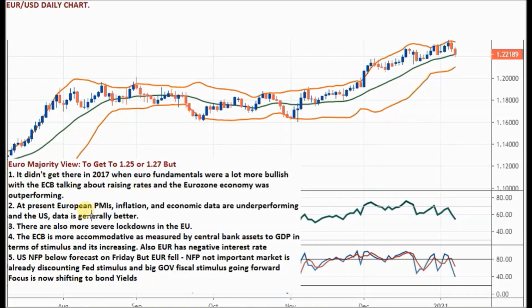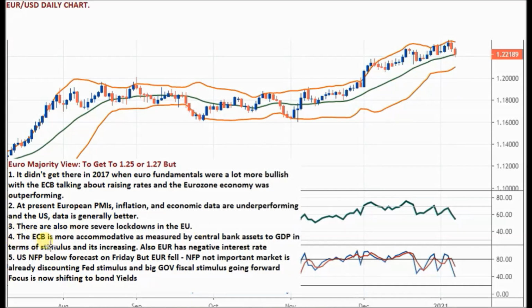At present, if we look at leading economic indicators in relation to the health of the economy, European PMIs have been poor, inflation data poor, and just general economic data poor. The US is doing better if you compare the data, and the market is actually looking for the eurozone economy to recover quicker than the US. That is not borne out by the data, so I take that as a negative for the euro. There are also more severe lockdowns in the EU than in the US. That will reflect on economic data going forward.